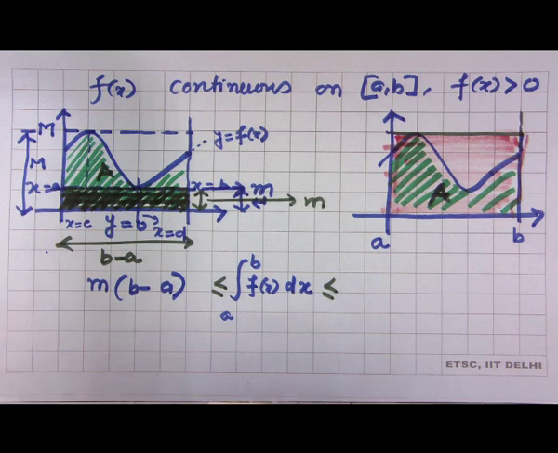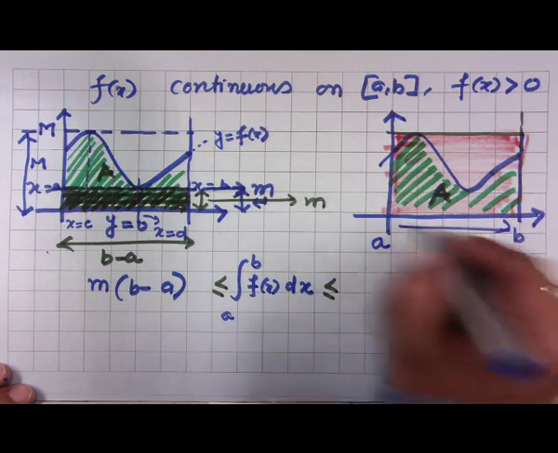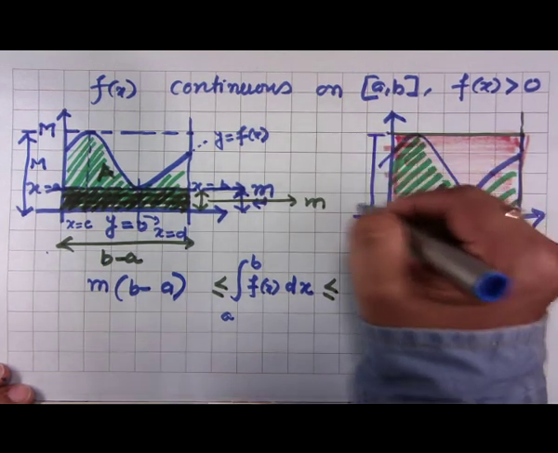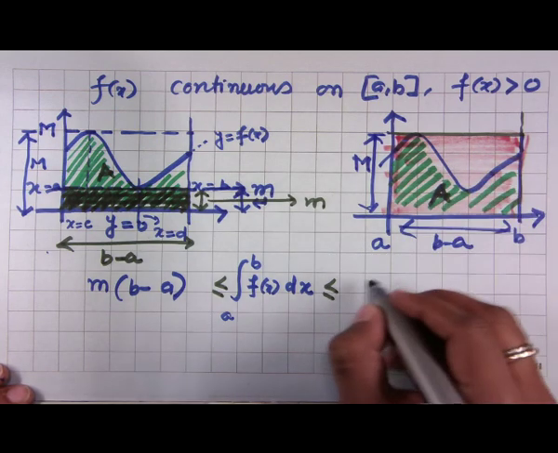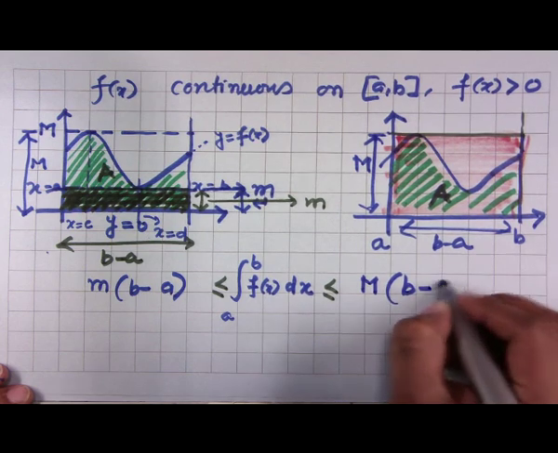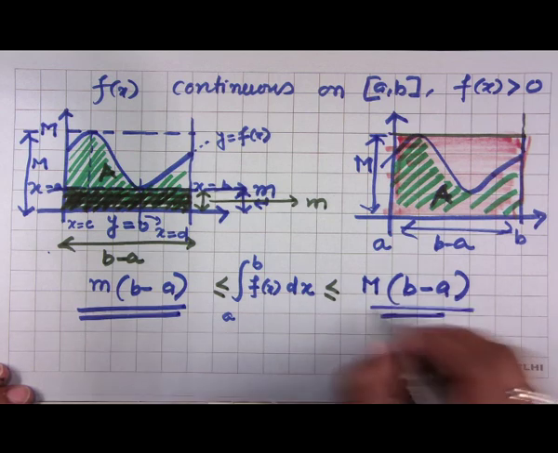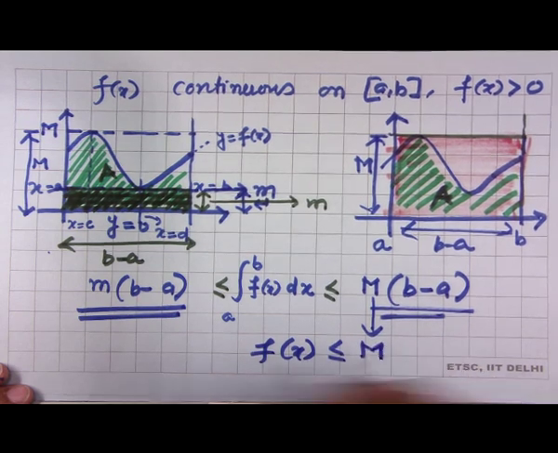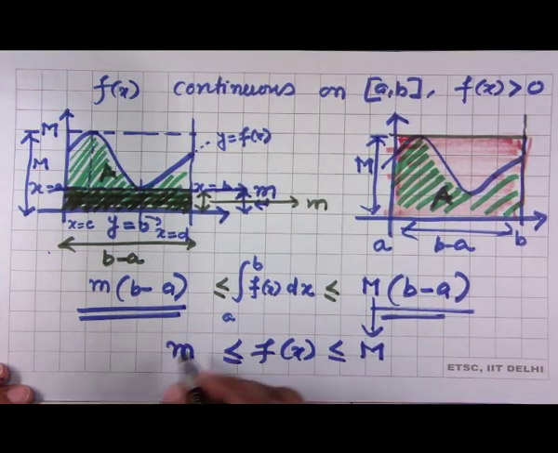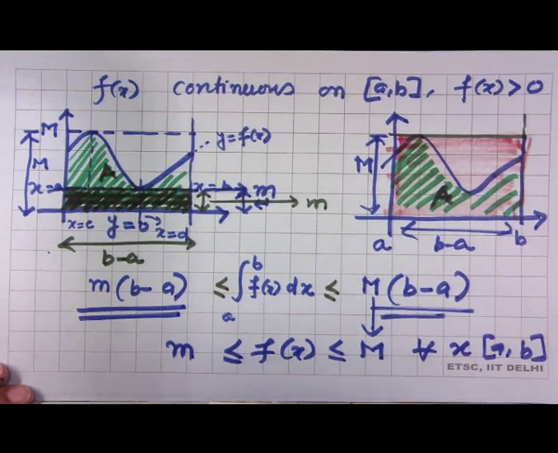So how to compute the area of the rectangle shaded by red color? This length is b minus a and this length is capital M. So this area will be always bounded above by M(b minus a) and bounded below by m(b minus a), where M is the maximum value of the function attained in the interval [a, b], and small m is the minimum value of the function in the interval [a, b].